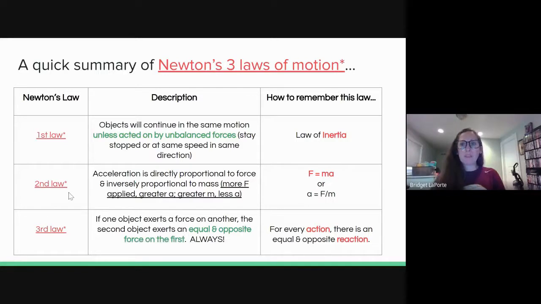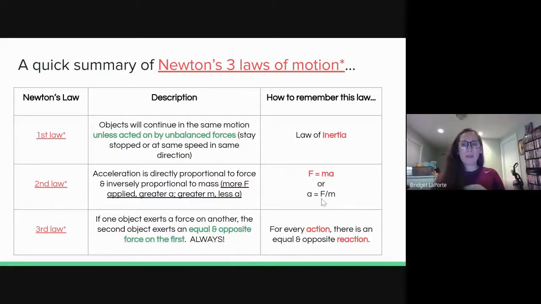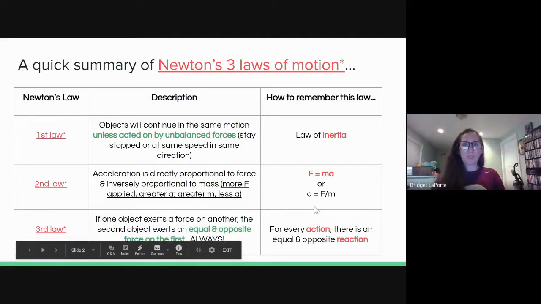Newton's second law will be dealing with a mathematical equation that shows the relationship between acceleration, the force that's applied, and the mass of the object. And so we'll see the relationship between those three quantities.